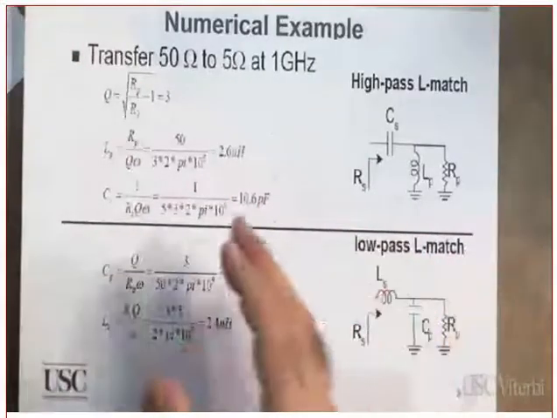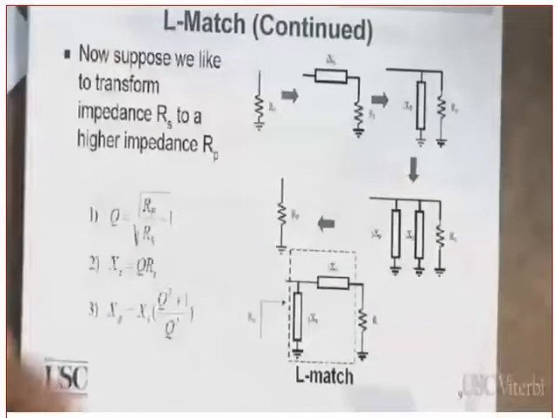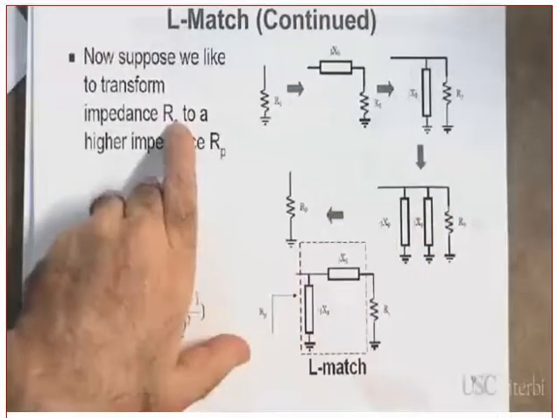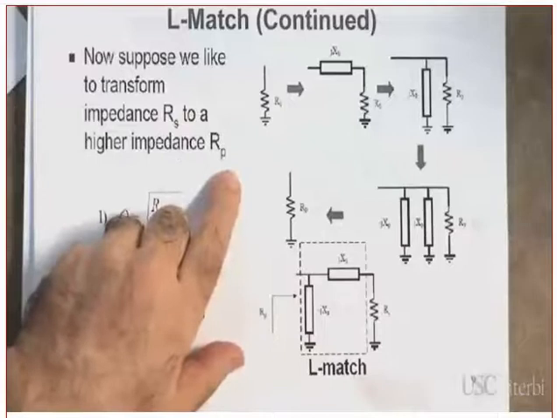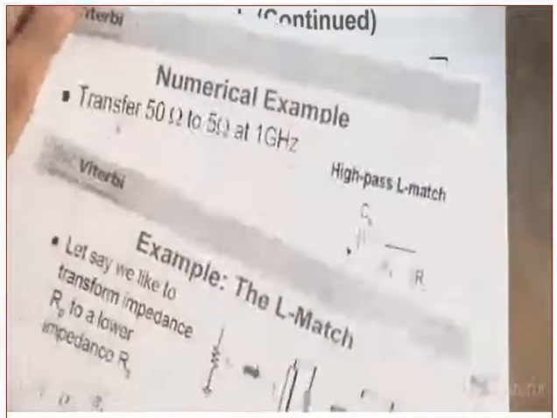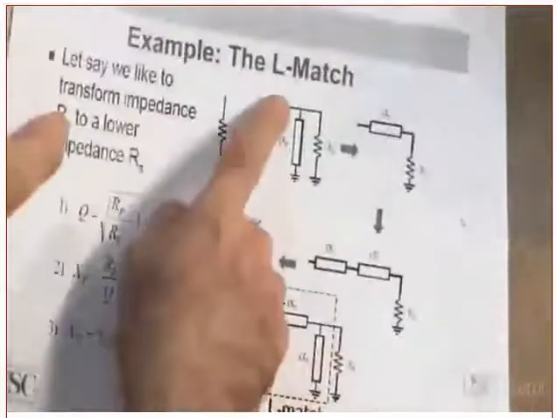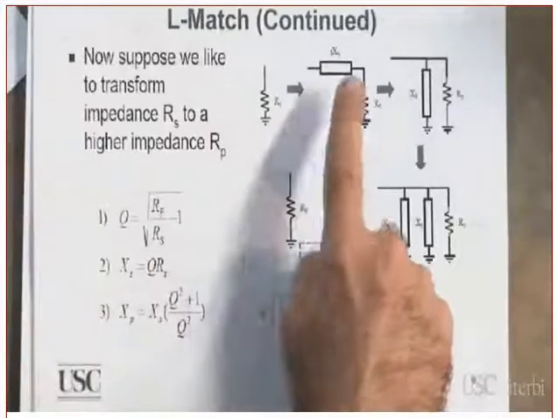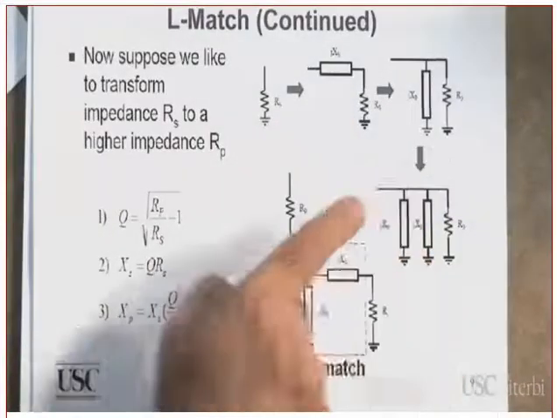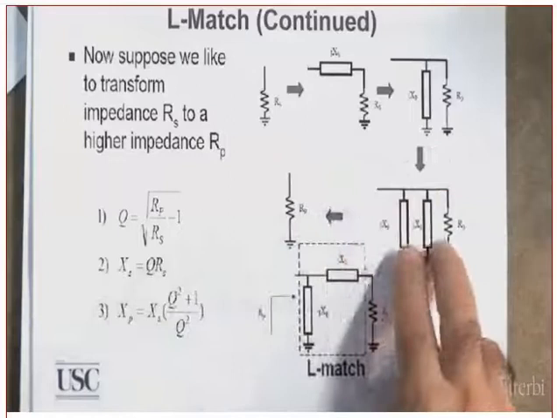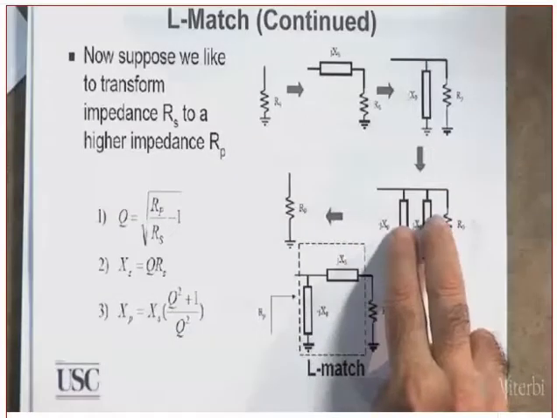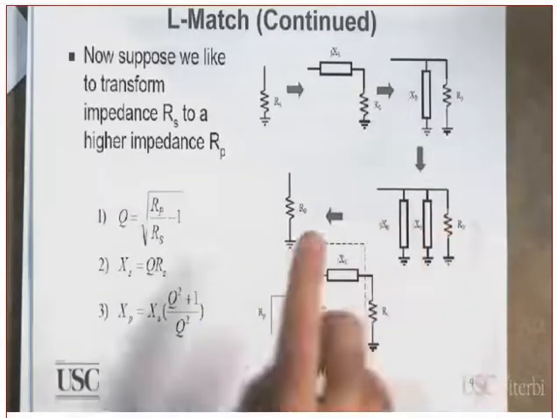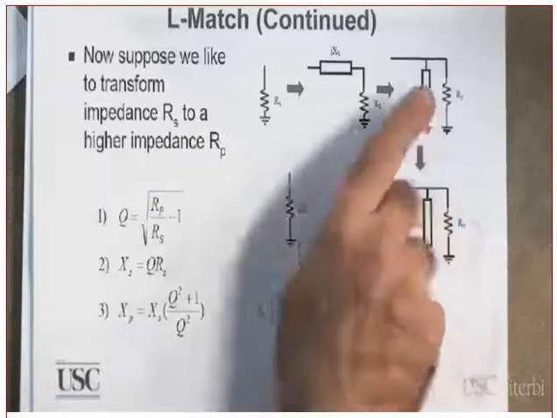Okay, good. Then we took another example in which we want to go from a low resistance to a high resistance. In the previous one, we added a component in parallel. In here, we add one in series and change it to parallel. Then you add another parallel such that the admittances cancel out. Admittances add, which means they cancel out. And then the circuit behaves like this.